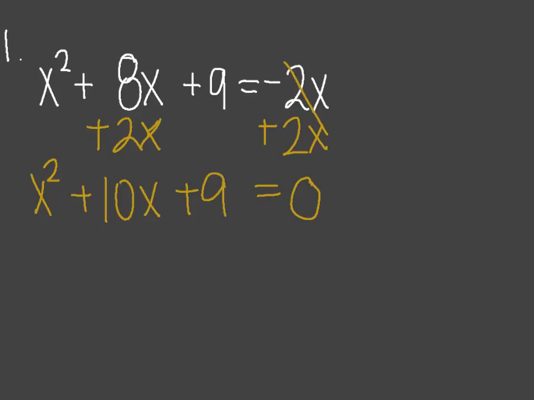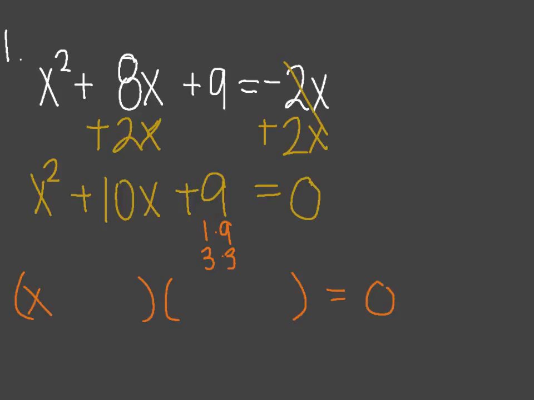Now I recognize that on the left side, that is a sum and product problem that we did last unit. So what I'm going to do is list my factors of the last term, 9. So 1 times 9 and 3 times 3. I now make my factoring frames and I still equal that to 0.